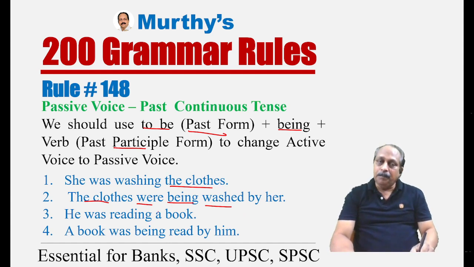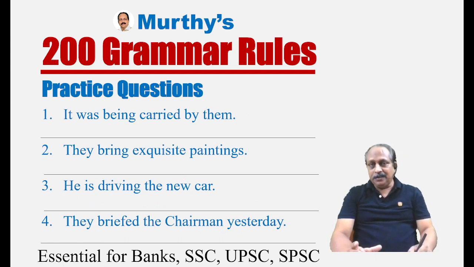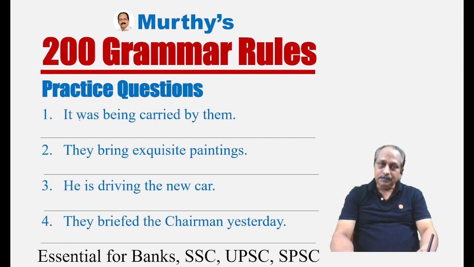He was reading a book. He was reading what? A book. A book becomes a subject. A book was, to be in the past, being read by him, past continuous passive voice. Here you should focus on, in a way, these go with sentence patterns, but in a way they are rules. You have to focus on the verb forms.